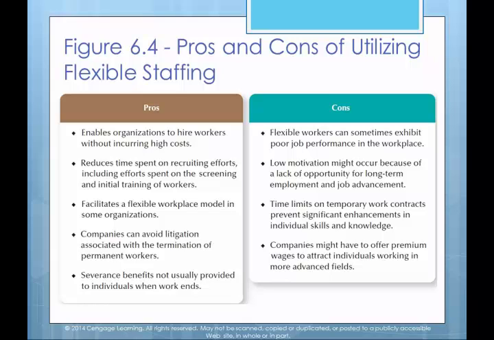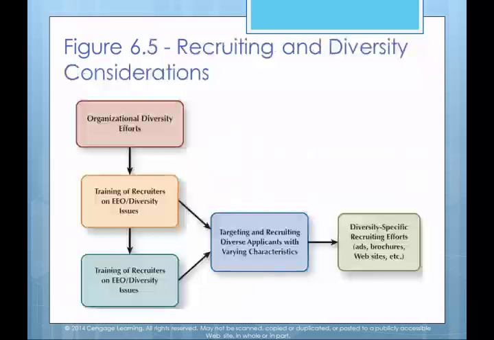Time limits on temporary worker contracts prevent significant enhancements in individual skills and knowledge. And those time limits are pretty strict, usually 90 days. It starts getting a little sketchy when you're in the 6-month area, especially temps that have been there 6 months to a year. Companies might have to offer premium wages to attract individuals working in the more advanced fields.